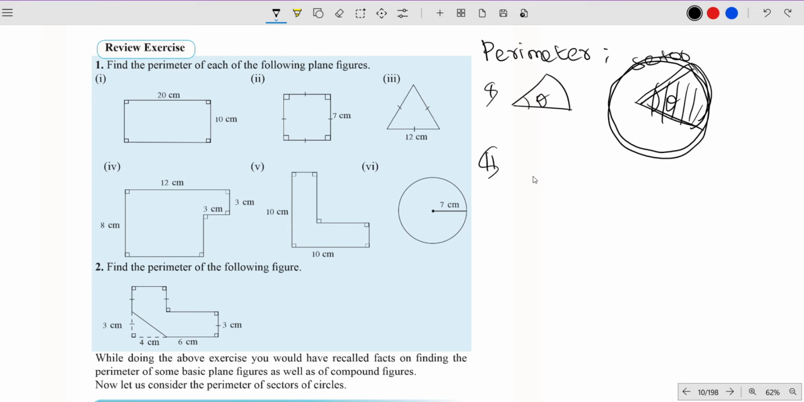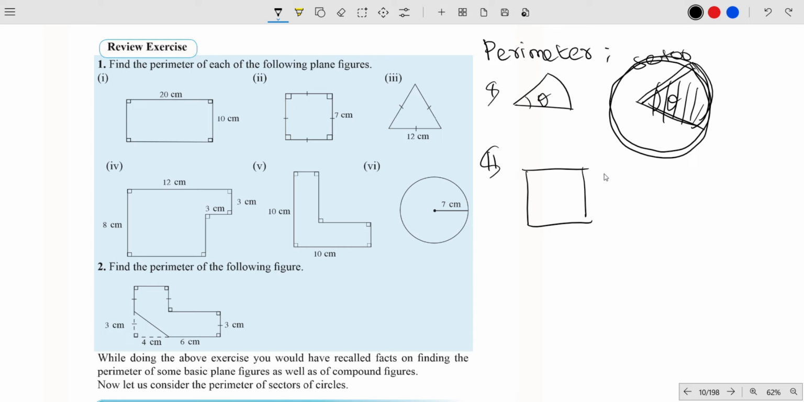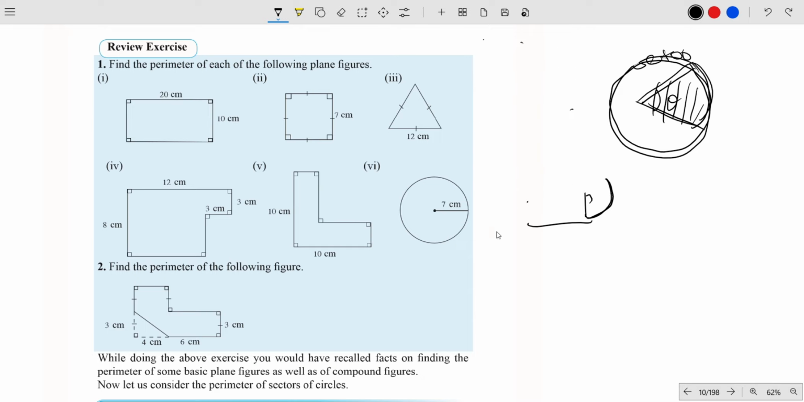Then we will join the sectors to other shapes, and we will add circle sectors to other objects, and we will find the perimeters of those joined things. Okay, so this will be the rough idea about the unit. So first we will start with a review exercise. In this review exercise, we are going to do some basic perimeter questions.